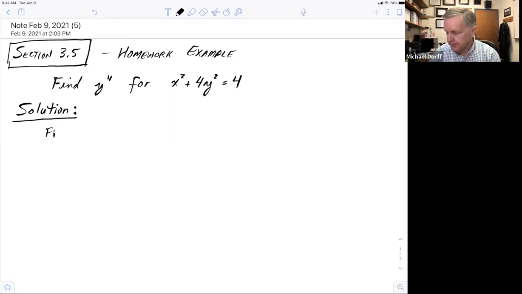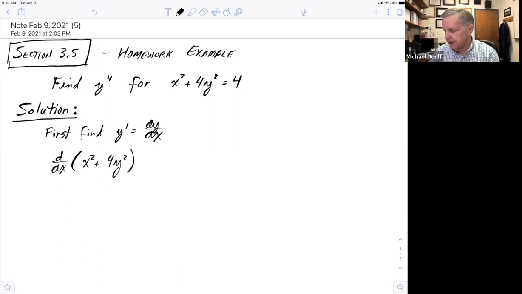So first, find y prime, which could also be written as dy/dx. To do that, we're going to do d/dx of both sides of the equation. So we do d/dx of the left-hand side and d/dx of the right-hand side.